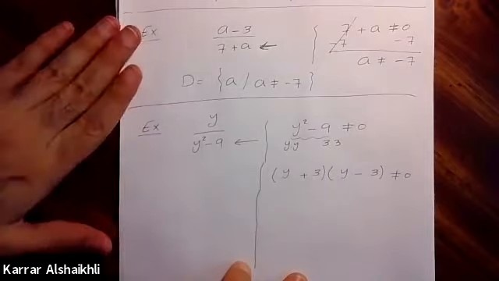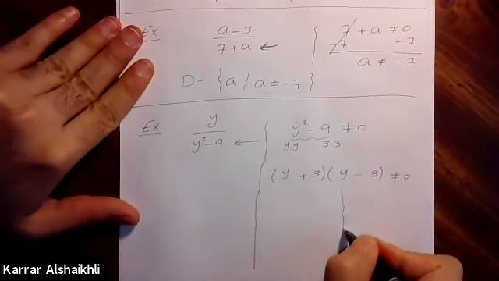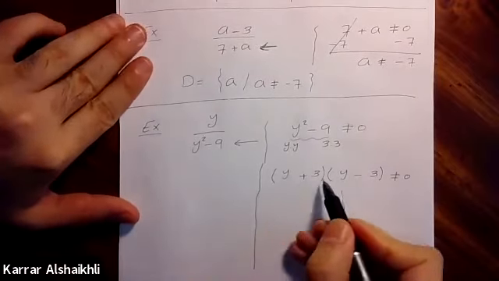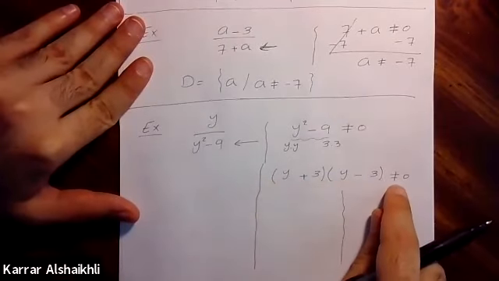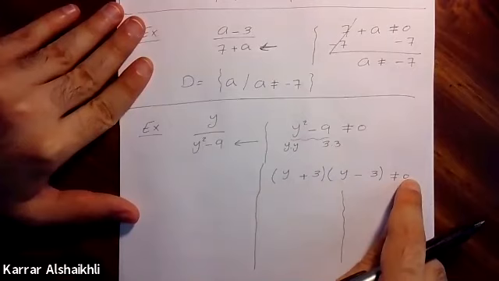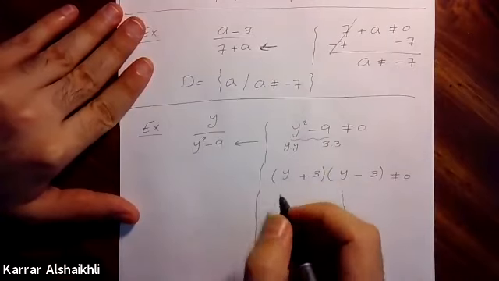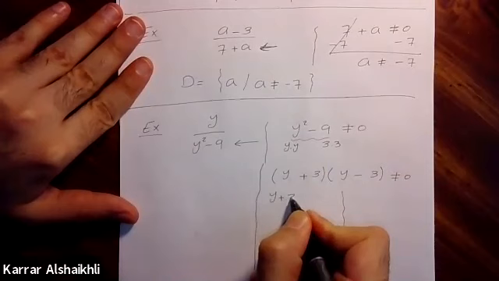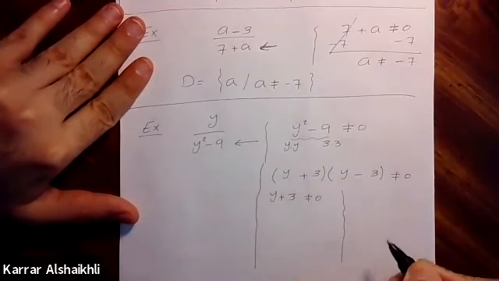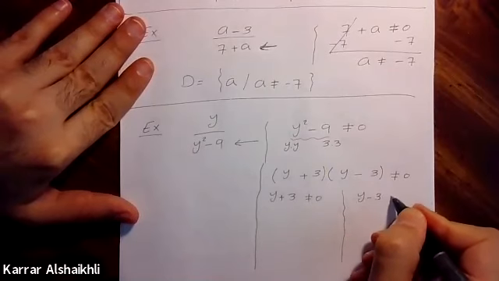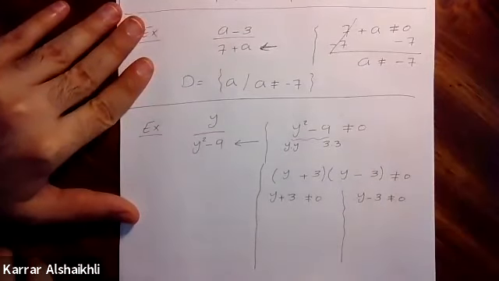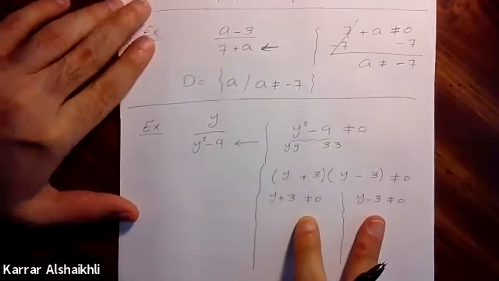Then I have to keep going. Now what I'm going to do is write down the first parenthesis. Always when you have two parentheses, equal or not equal to 0, it's the same thing. You're going to write down the first one, not equal to 0. And on the other side, you're going to write down the second one, not equal to 0. That means you have two solutions.